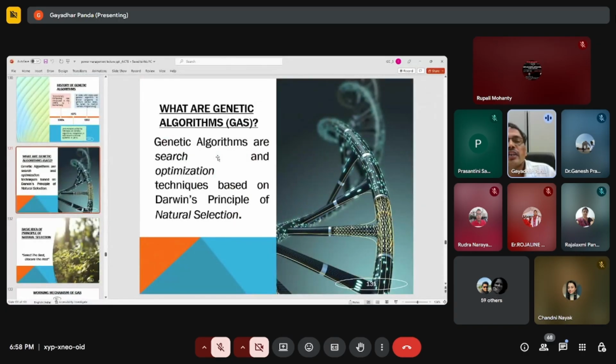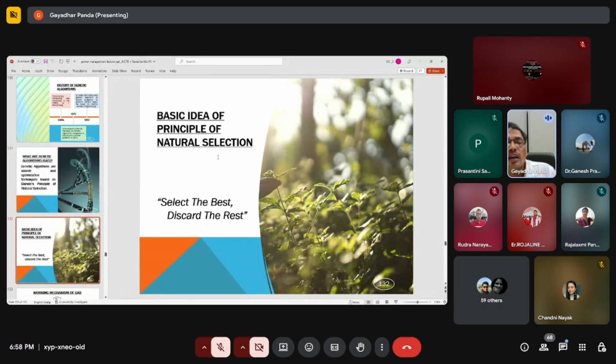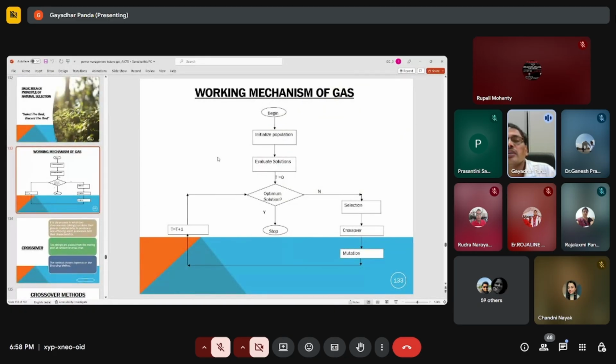Genetic algorithms are a search and optimization technique based on Darwin's principle of natural selection. And here the main idea is select the best and discard the rest. Okay. And its working mechanism will be, you have to initialize the population size, and then you calculate the fitness function, and based on the fitness function, if the objective is reached, then the program will be terminated.